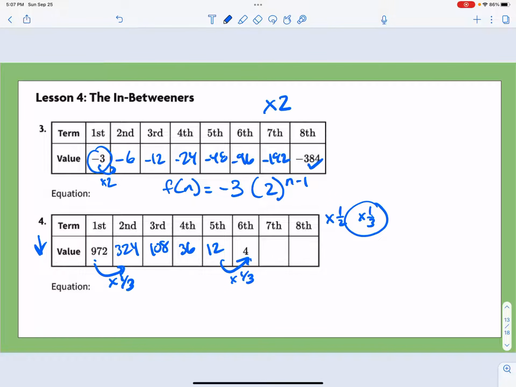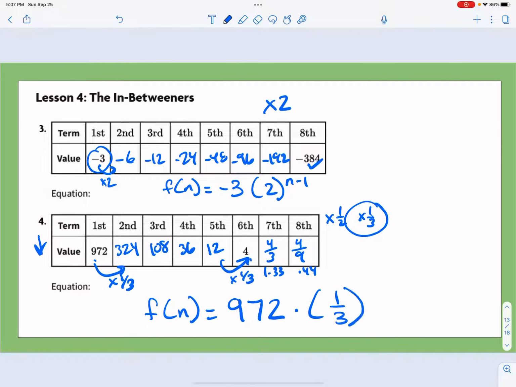4. And a third of that, I could either say it's 4/3, or I could say it's 1.33. And then a third of that is going to be 4/9, or I could say 0.44, like so. So it depends on whether you would use fractions or decimals. As an equation, f of n equals our first term times what we're doing, multiplying by a third, to the n minus 1 power.